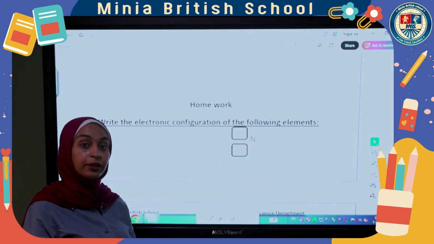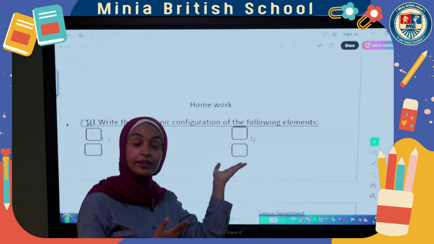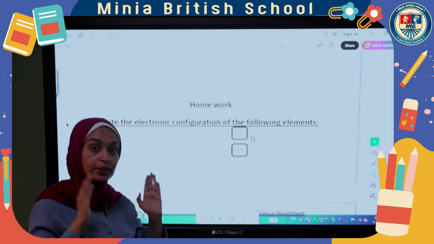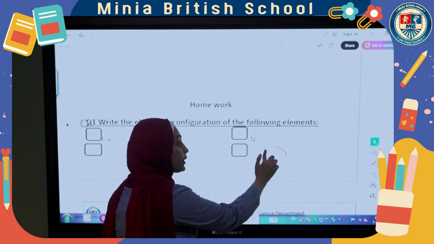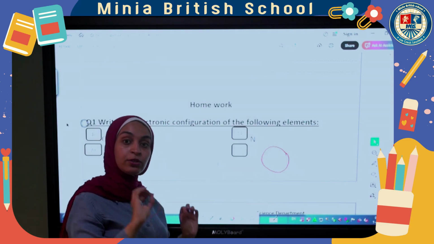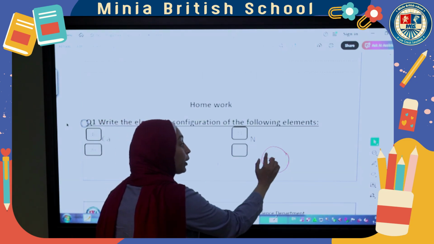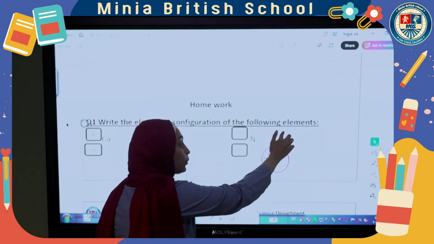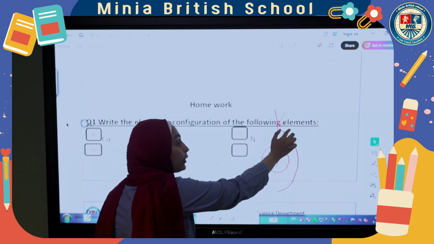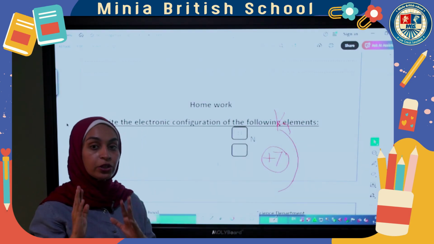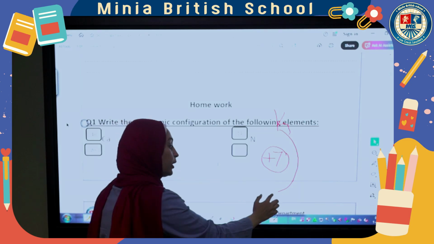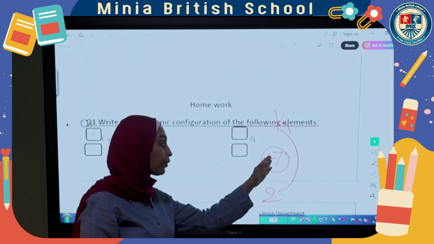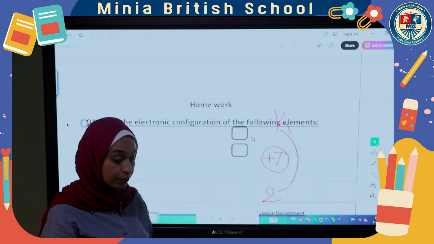The second example is nitrogen. Nitrogen here has 7 as its atomic number, which means that the number of electrons here equals 7 also. At first, I have to draw the nucleus as we always do. Then I will write positive 7. This is the number of protons. Then I will draw the K level, and we say the K level can be filled with 2. Excellent, grade 7. What about the rest? 7 minus 2 equals 5. So the rest will be 5.